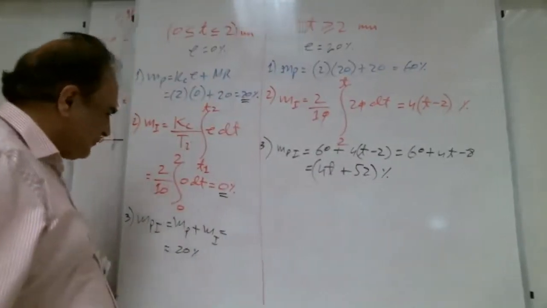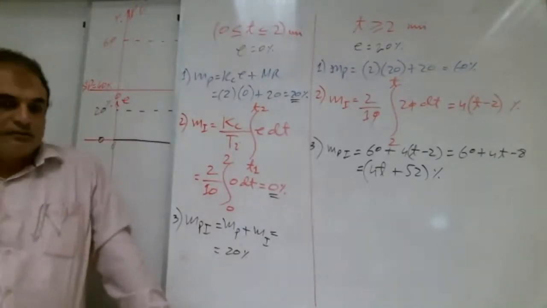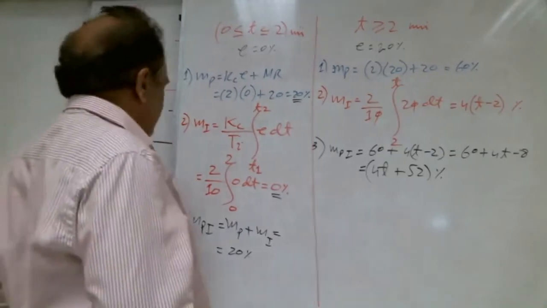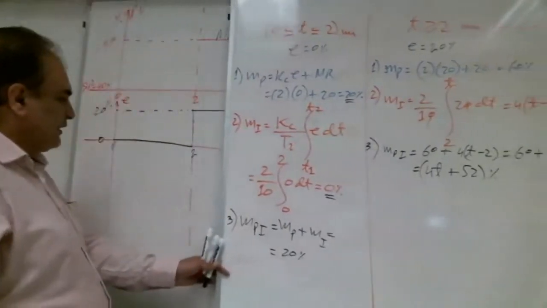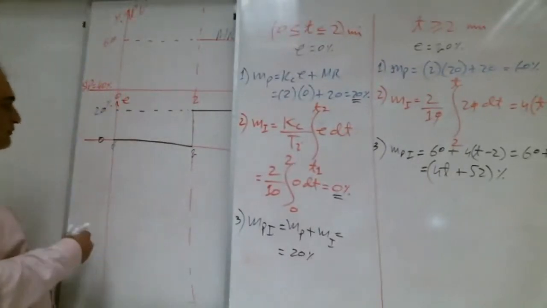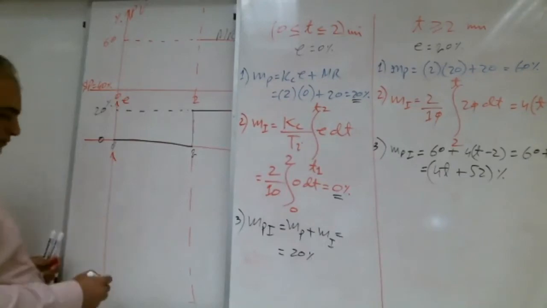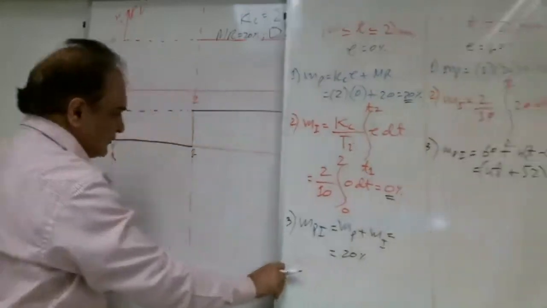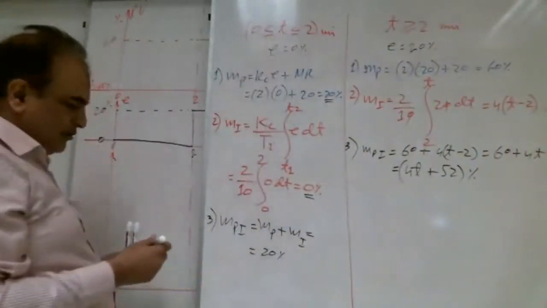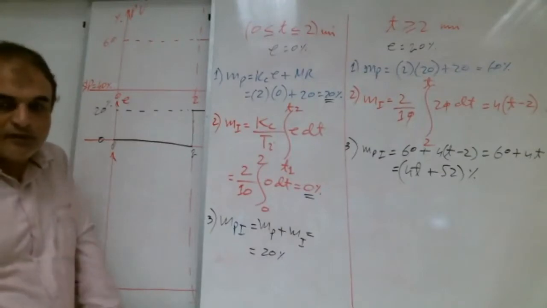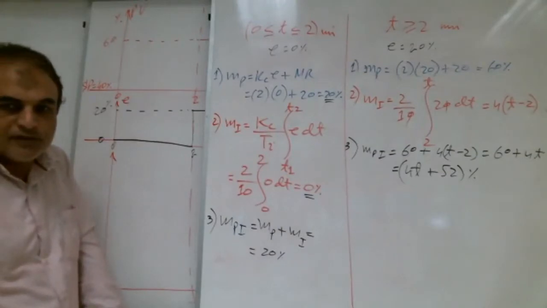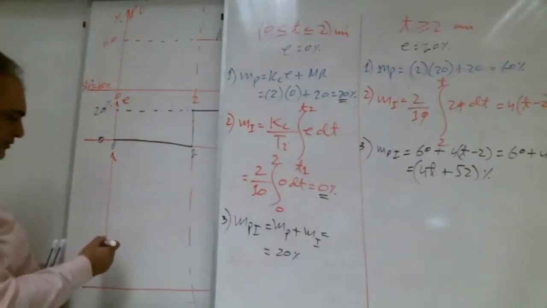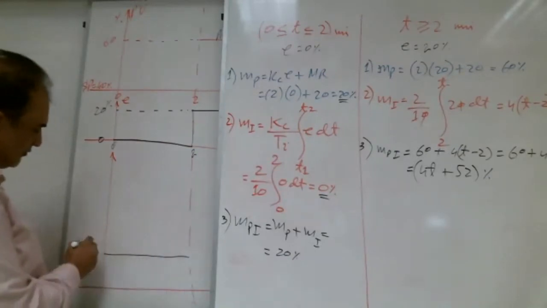Any question up to here, Shabab? No, we need to draw it. Okay, now we need to draw it, Shabab. Let's draw it. So output is here. From zero to two, how much is the output? 20%, constant. So this is the output.